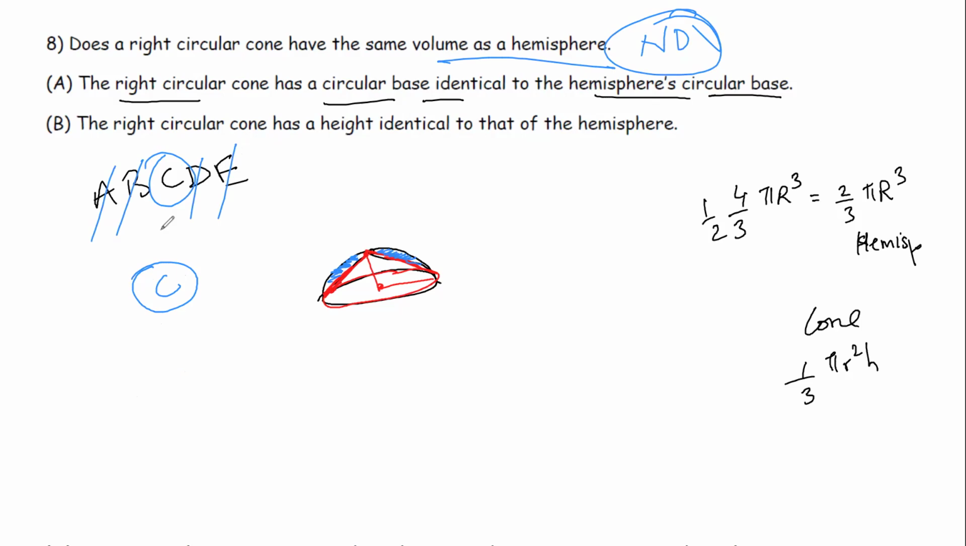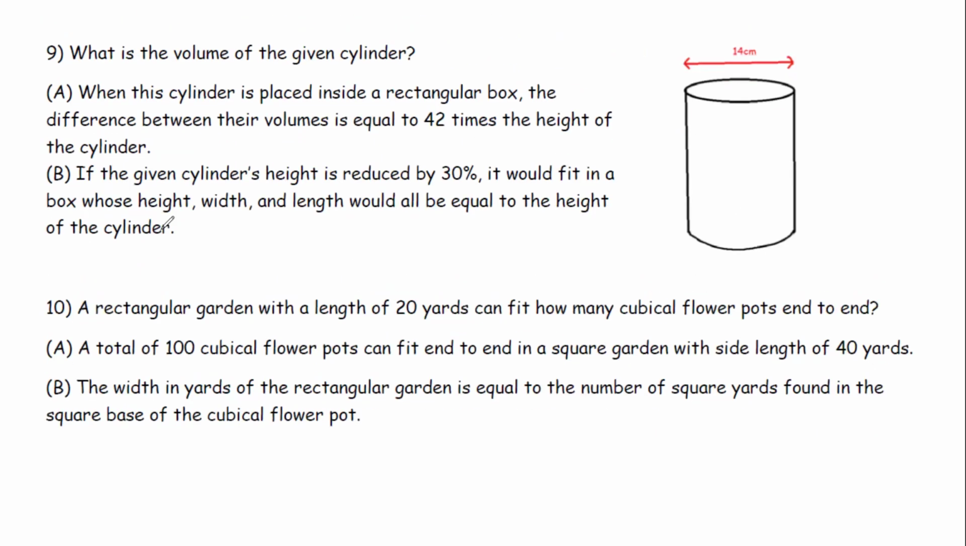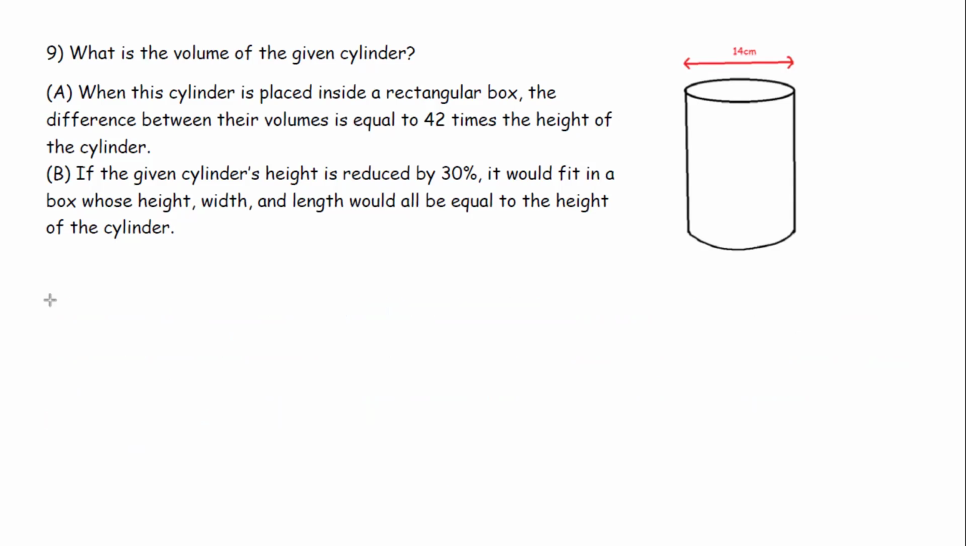Right. Moving on to the ninth one. What is the volume of the given cylinder? Right. First statement. So we know that the cylinder has a dimension of 14 centimeters at the diameter. We don't know about the height.